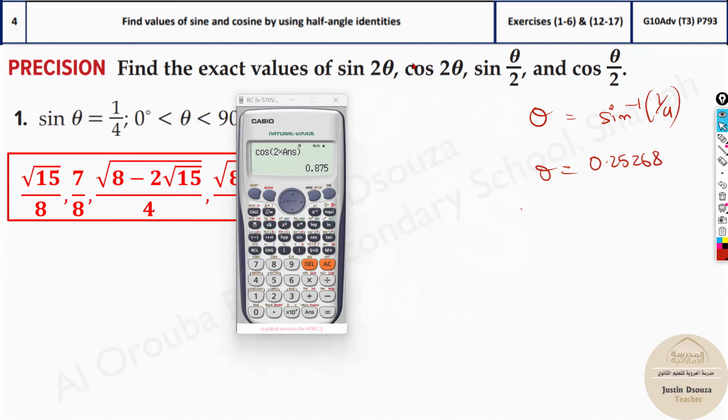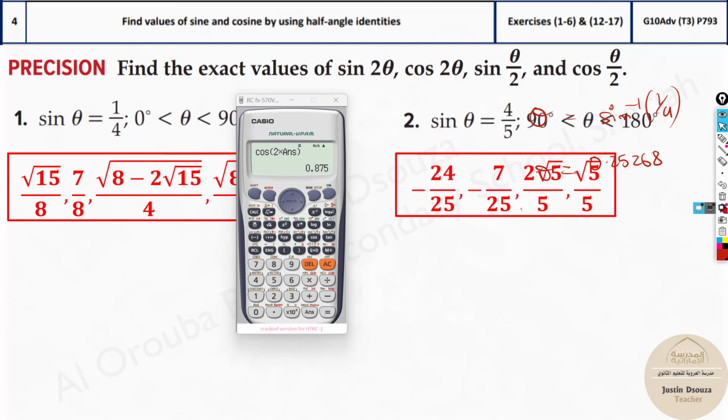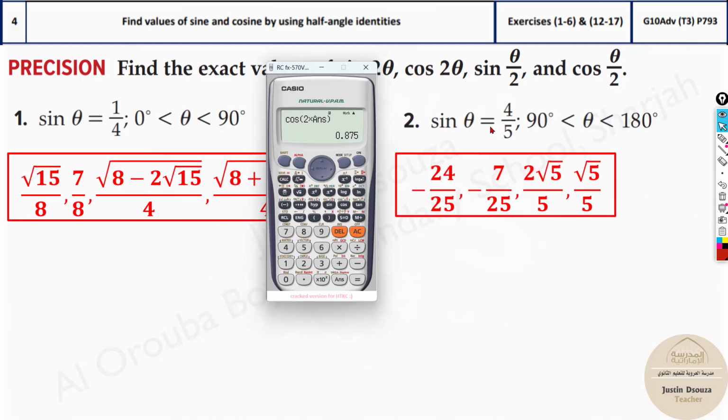So for the first two, that is sine 2 theta and cos 2 theta, you can use the calculator easily, whereas for sine theta by 2 and cos theta by 2, you cannot. Okay, let us try the second one as well. For the first two, what I would do is first find the sine inverse value. It is 4 divided by 5. The answer is 0.92729. It's better you write it down because we need many digits after the decimal.